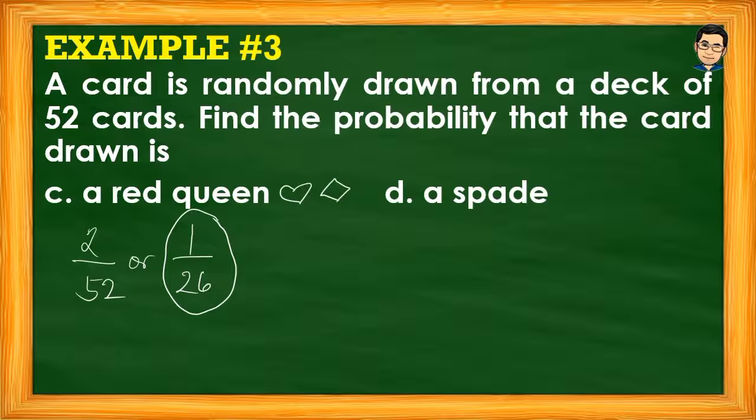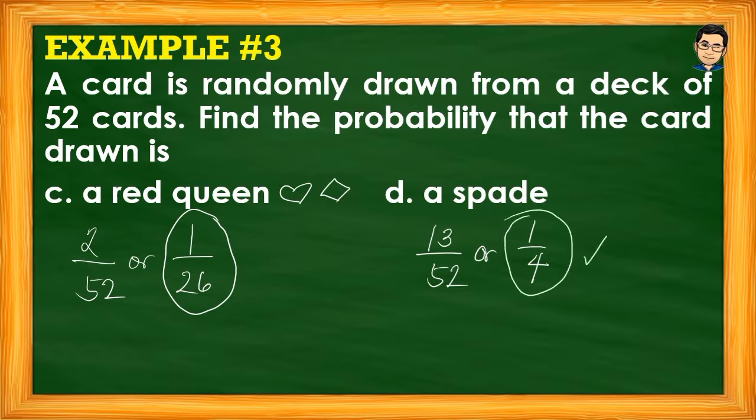Next, a spade. Okay, so, spade is a suit. Okay, so ilan ang spade cards natin sa isang deck? So we have 13. So 13 over 52. Or just simply 1/4. GCF is 13. Okay, so ayan. So we have 1/4.